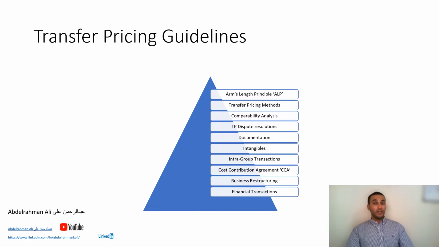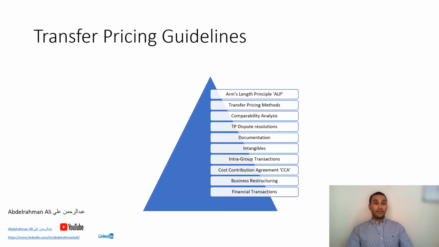We will talk about it in detail, but we want to understand what could be the content, or the index, of the transfer pricing guidelines. If you look at the pyramid that you see, this is the pyramid of knowledge, which are the chapters within the transfer pricing guidelines, in short, TPG. In TPG, you will find that the arm's length principle, ALP, is one key element. And you will see that there are transfer pricing methods, 5 methods, and there is one they call the 6th method.